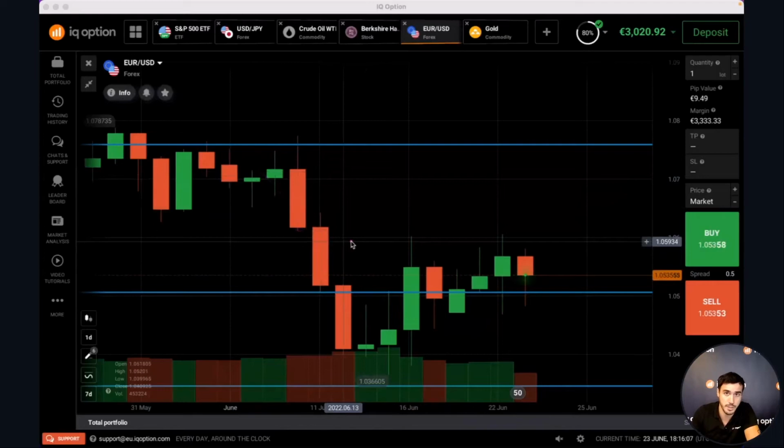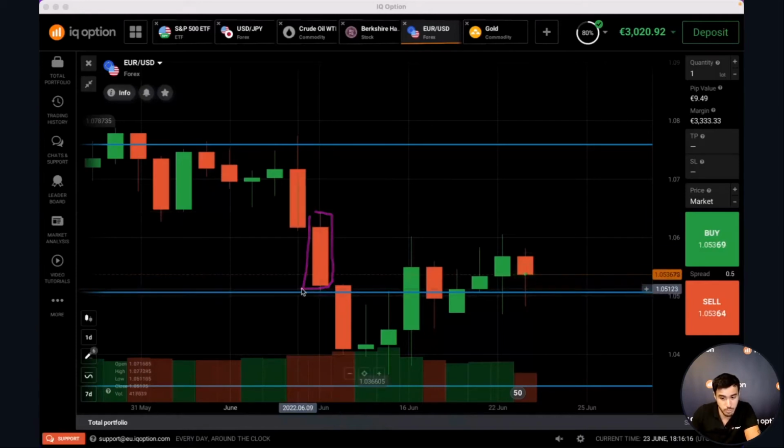Do I want to wait for a confirmation? I wait for the next candle. If the next candle is this, then I open my trade here when it closes. Then I have all of this. Up to you.